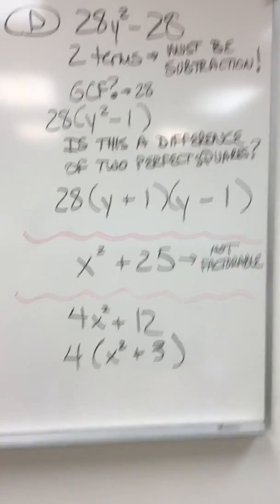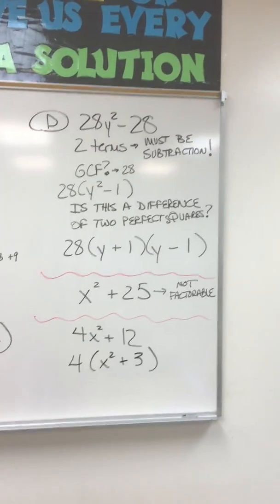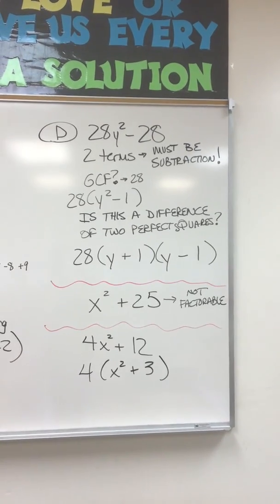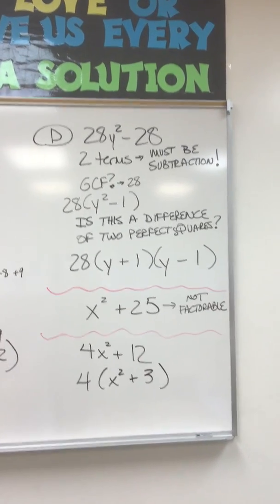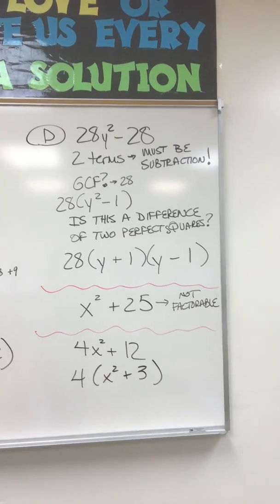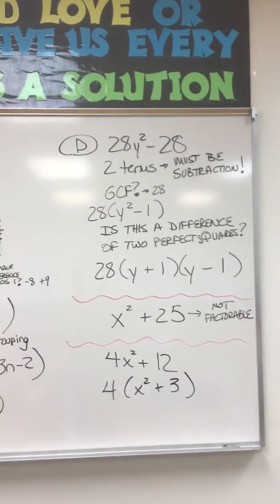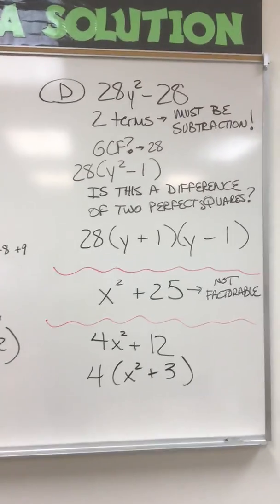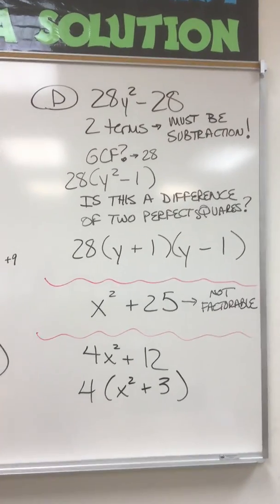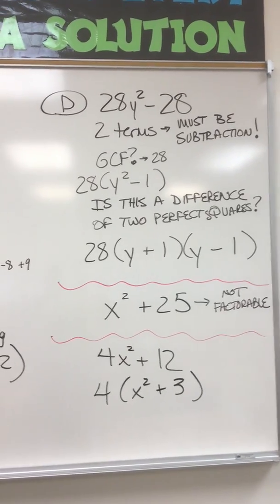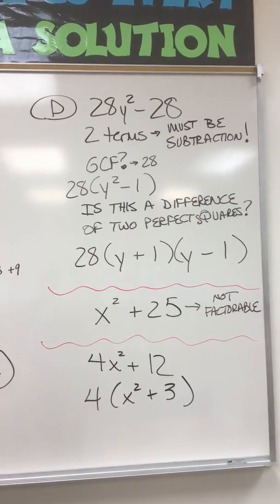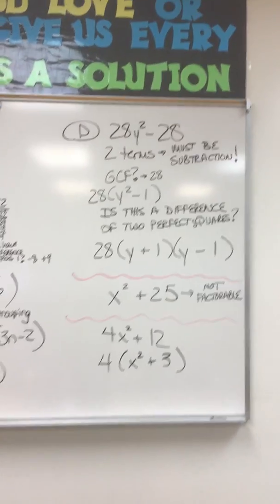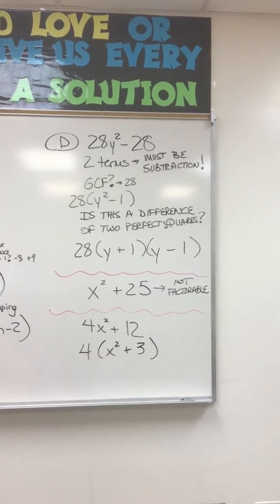There's nothing I can do with x squared plus 3. So again, this last scenario, if I have two terms and there's a subtraction, I want to check for difference of perfect squares. If I have two terms and there's not subtraction, the most I can hope for is to take out a greatest common factor, or I may be left with something that isn't factorable. Okay. All right, that is your wrap up for chapter 8, sections 8.5 through 8.8.